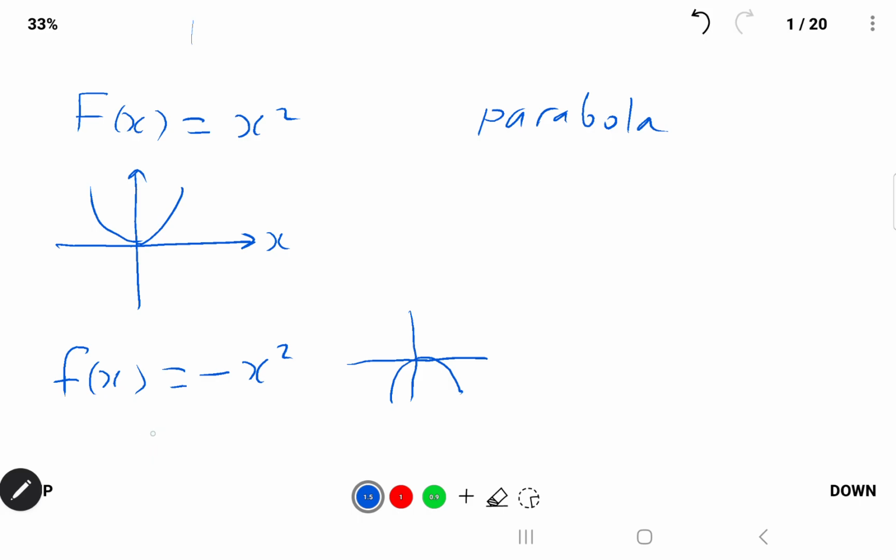Okay, now what's going to happen if you add 1 to the parent function? For example, f(x) is equal to x squared plus 1. In this case, the original function, or the parent function, will be translated 1 unit up. So it would be like this.